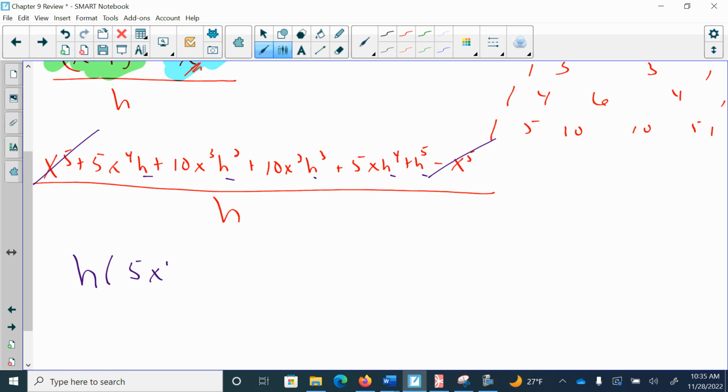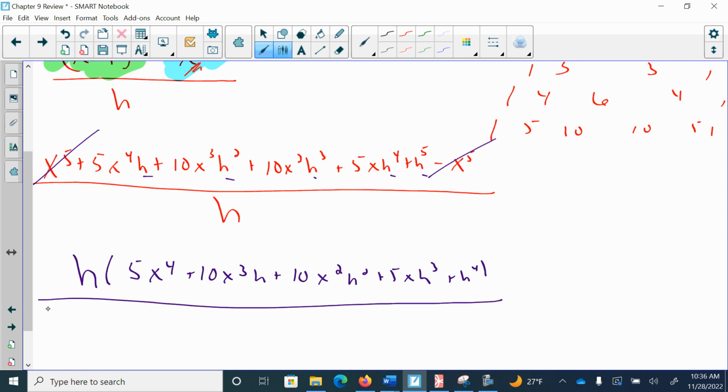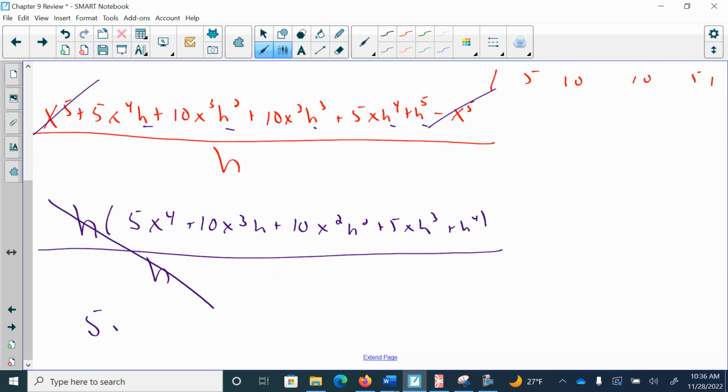It's 5x to the fourth plus 10x to the third h plus 10x squared h squared plus 5x h cubed plus h to the fourth. And this is all over h. Now that that h is a factor, I can simplify. And this is my final difference quotient.